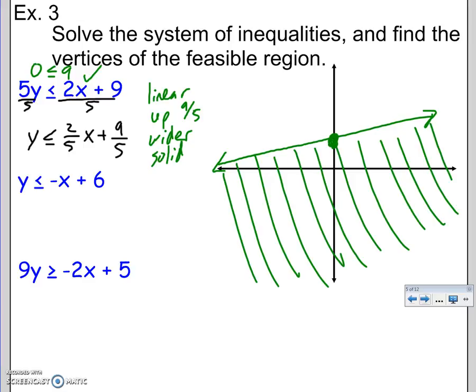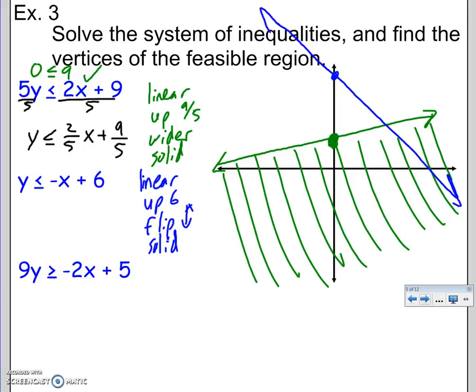Alright, I did the second one. Y is already by itself, so go straight to it. It is linear. It is up 6. It is flipped upside down. And it's solid. So I start up 6, somewhere up here. It's flipped upside down. It's not wider or taller. It's just normal. So I just draw it. This goes off my graph. That's okay.